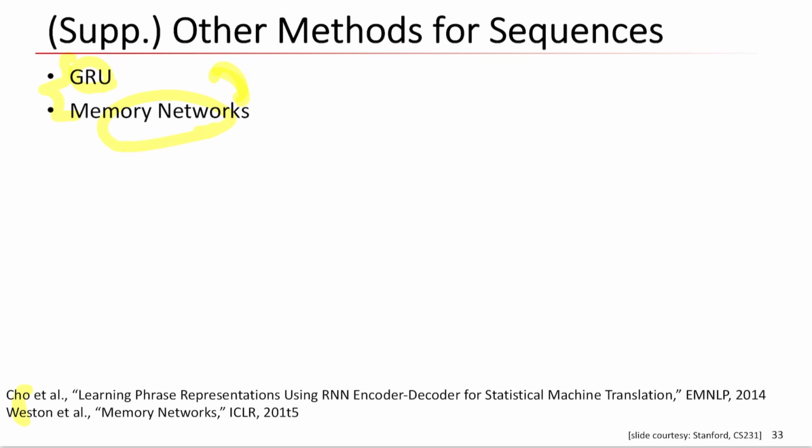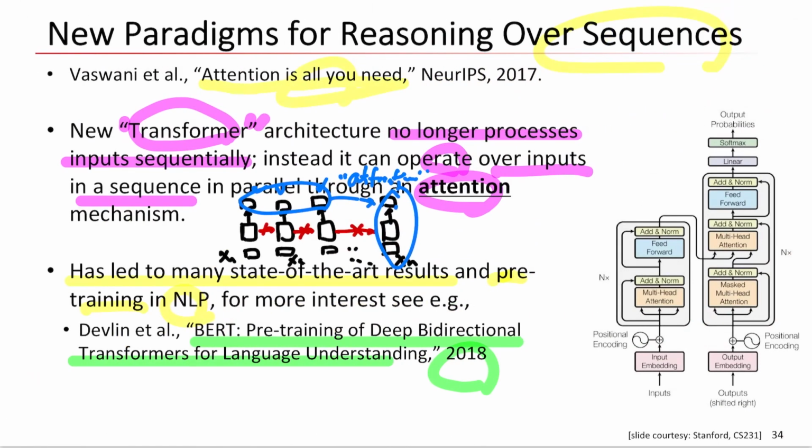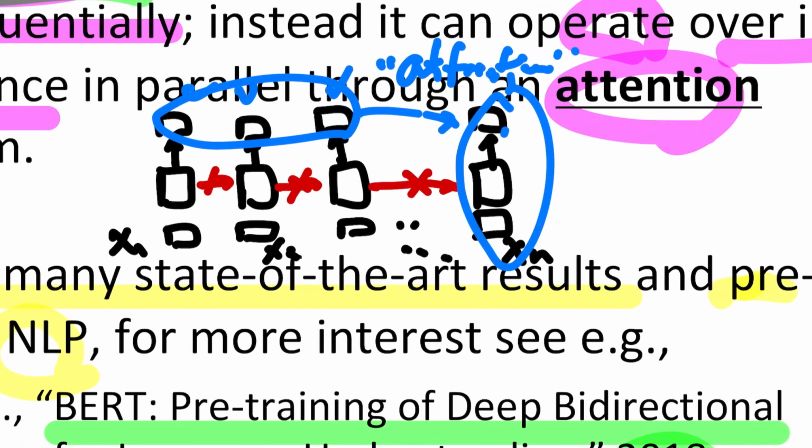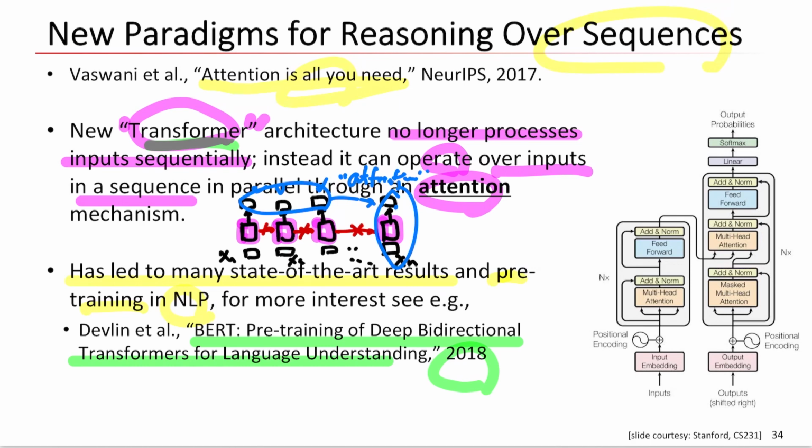Actually, there are other methods for sequence data processing, such as GRU or the memory network. So I strongly suggest you read this paper, okay? And nowadays, there is a new paradigm for reasoning over sequences. Instead of using the recurrent module or the LSTM module, many state-of-the-art methods just use the attention module called the transformer network. So here was the example. Similar to the previous one, we used the sequence module, but we didn't connect each other, and just used the attention module to aggregate the previous information, right? So this is the main idea of the transformer module.